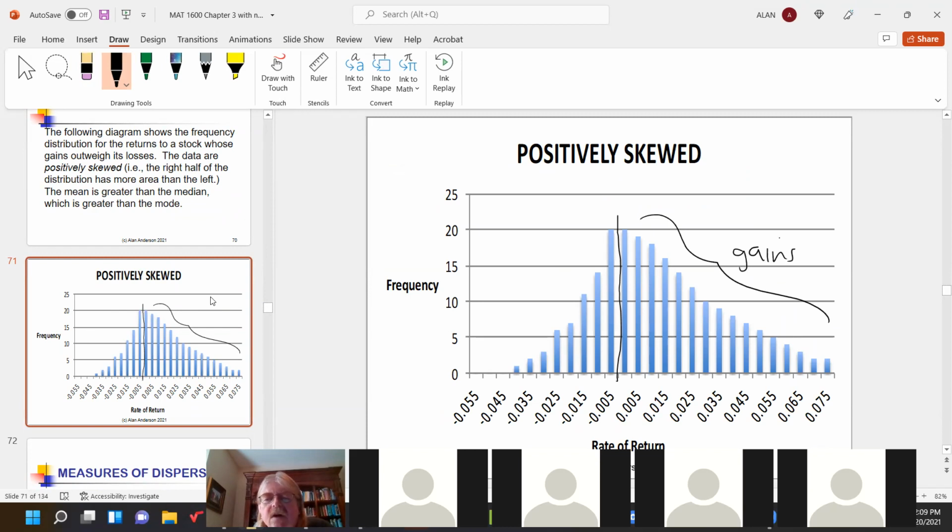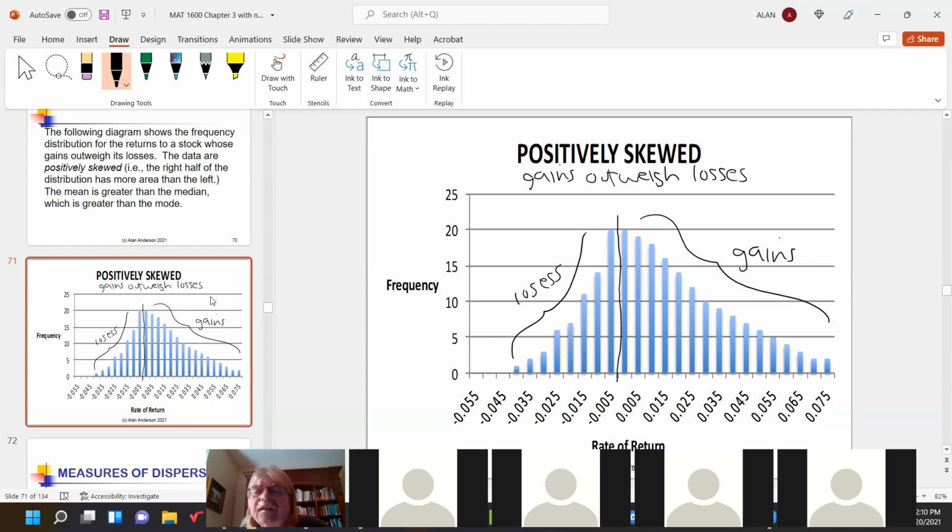Gains are here and the losses are here. So the gains outweigh the losses. Wow, now that's nice. That's what we'd like to see with stock returns. For other cases, that might not be what we want, but for stock returns, this would be the ideal. On balance, you're making more money than you're losing.